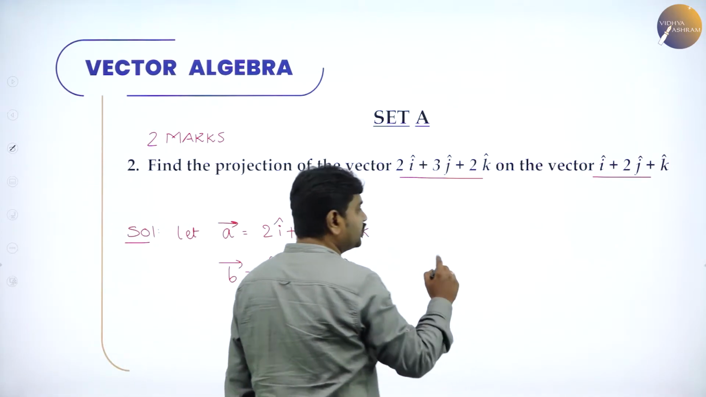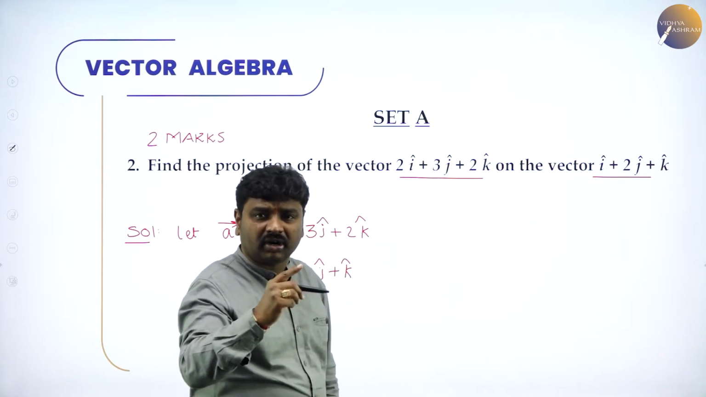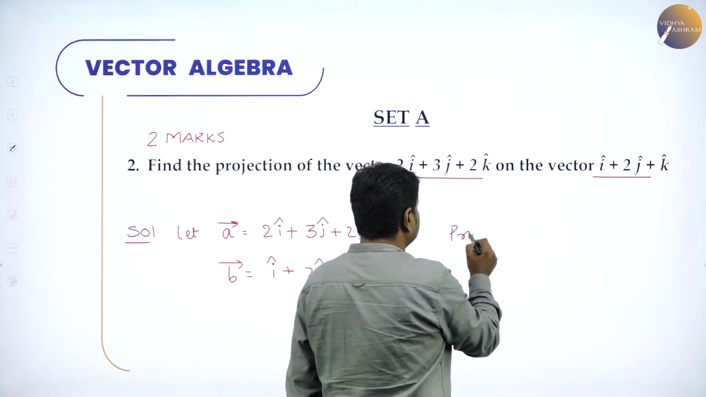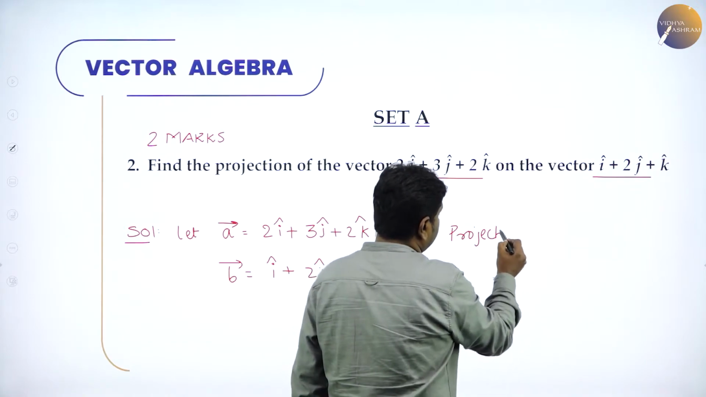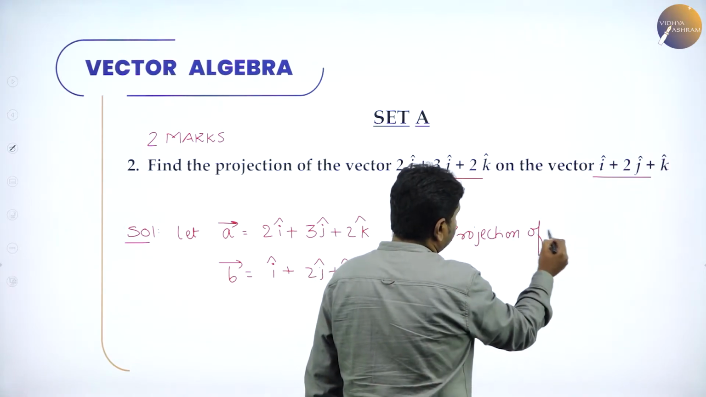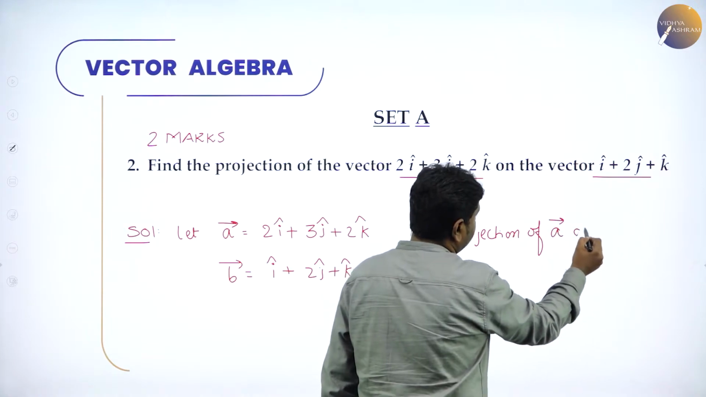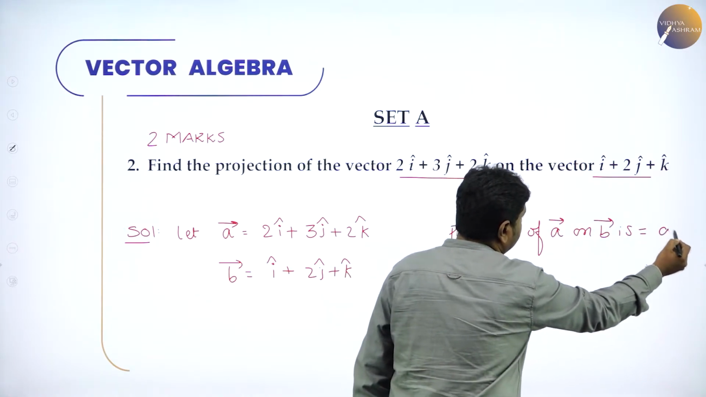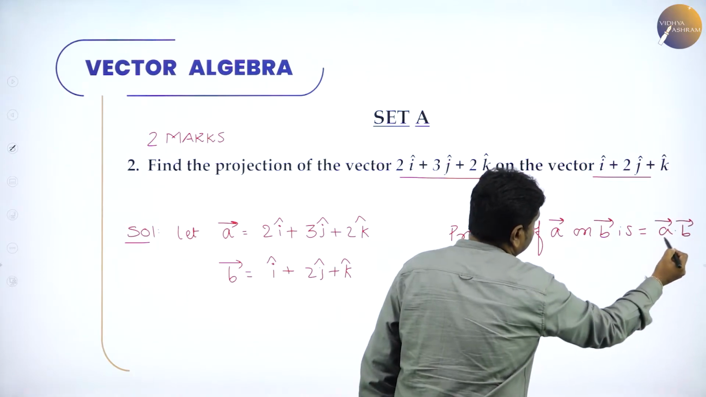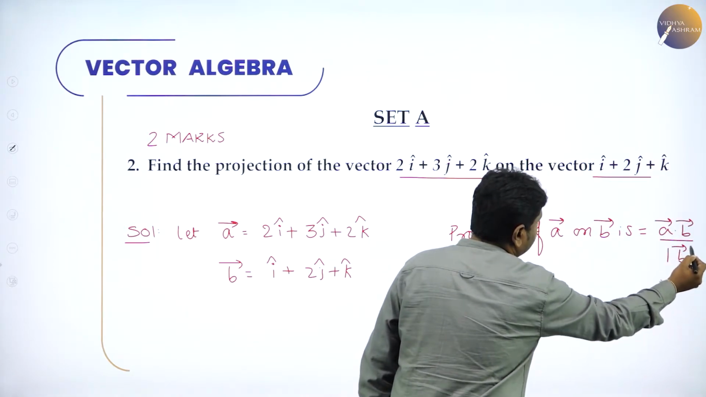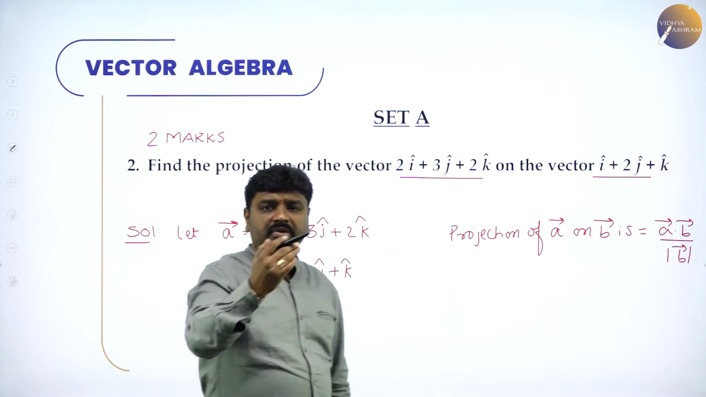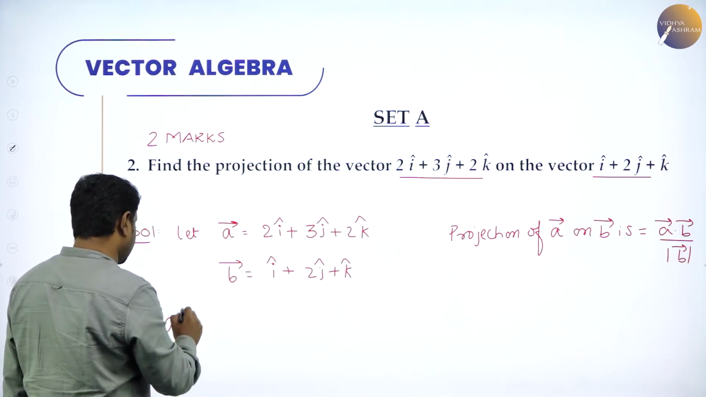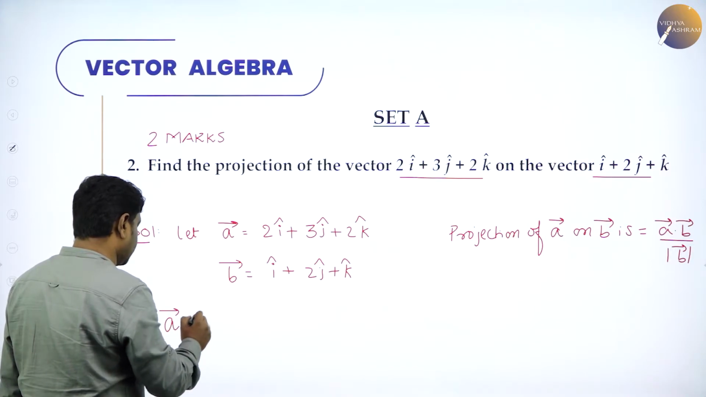So projection of A on B is what? Vector A dot B by magnitude B. Projection of vector A on vector B is A dot B by magnitude B. So first your task is to find A dot B. First find vector A dot vector B.